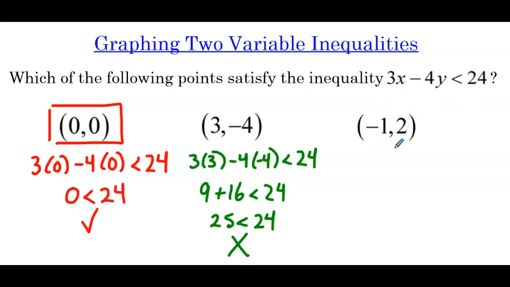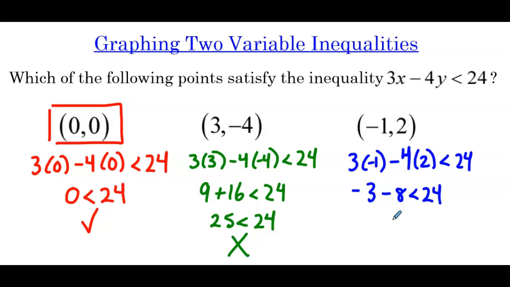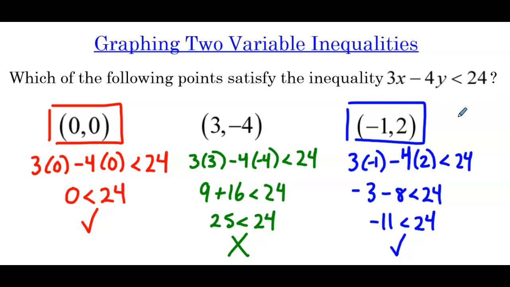And our last point, negative 1, 2. Substitute negative 1 in for x and 2 in for y. Is that less than 24? So we have negative 3 minus 8, which is less than 24. Negative 11 is less than 24, which is a true statement. So the point negative 1, 2 is also in the solution set of the inequality.